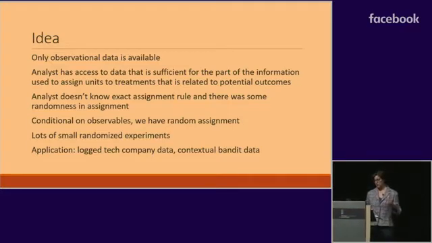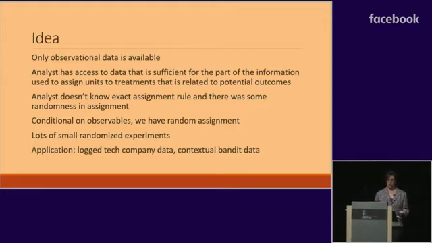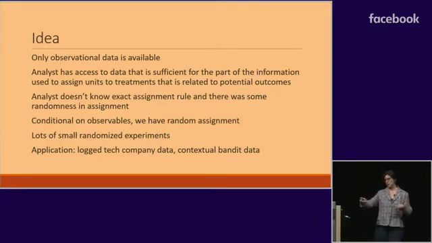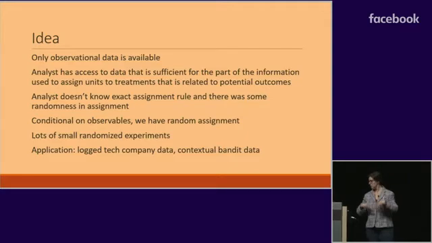But the analyst doesn't know the exact assignment rule, and there was some randomness. In this setting, conditional on the observables, we have random assignment, but the assignment is not uniform. So people for whom I thought the ad would be effective were probably more likely to be shown the ad than people who were not. Contextual bandit data is another good example. If the tech firm is itself running a contextual bandit, or the political campaign is using a contextual bandit to say, I'm going to map your characteristics to the email I send you, then I would generate data like this.